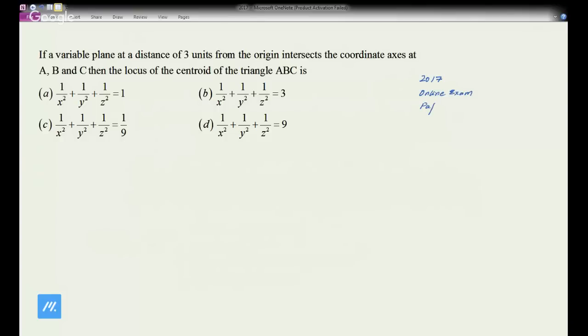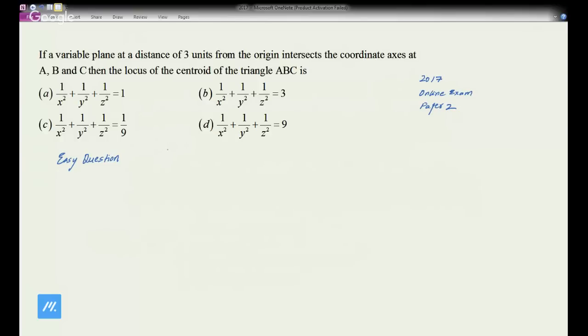Paper 2. How are we going to attempt this? And in fact, this was an easy question. This was a very, very easy question. Believe me, guys. Not much was required, but it was a very, very easy question.